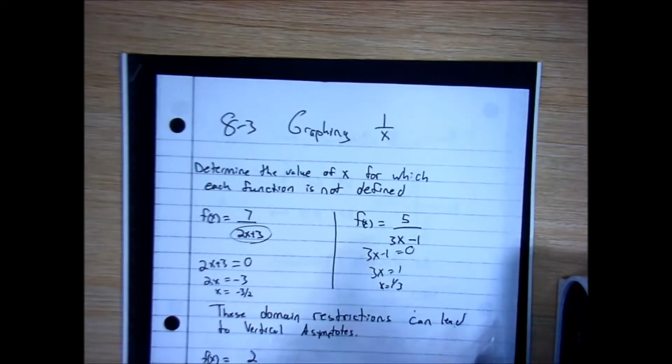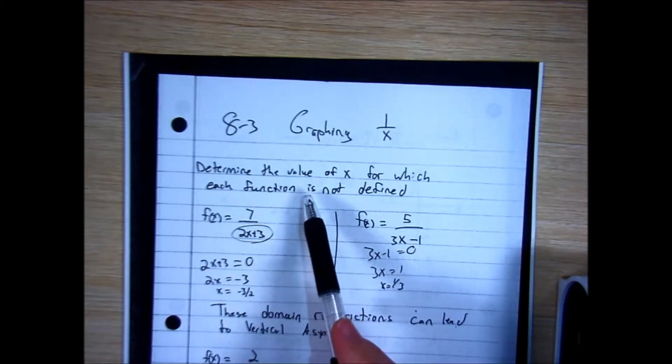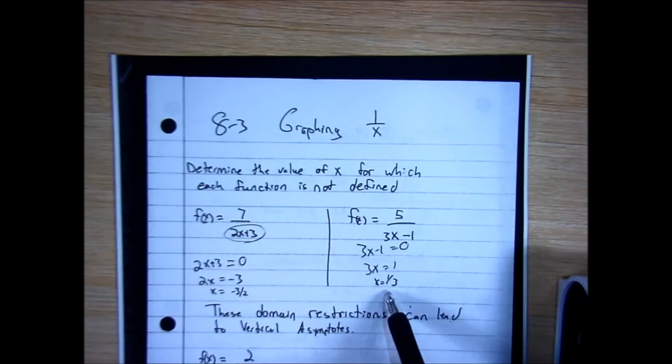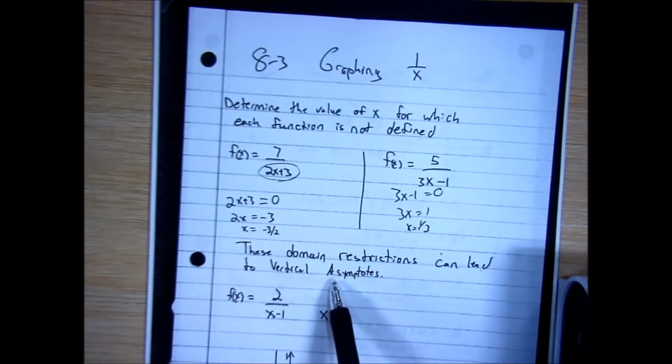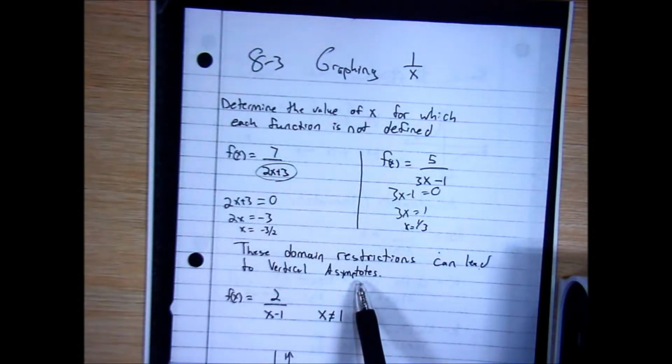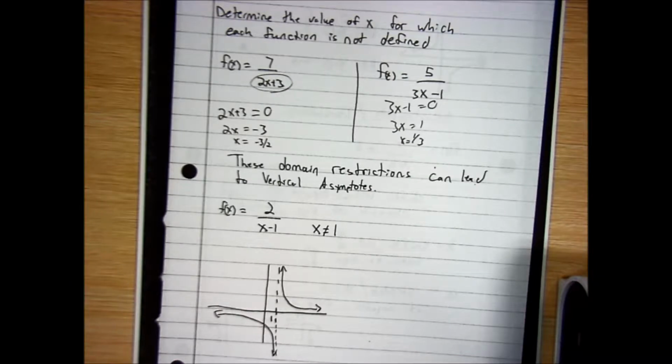Okay, so these things that make it equal 0 on the bottom, that cause the function to not be defined at those individual points, those domain restrictions will lead to vertical asymptotes. They're imaginary lines that our graph will get closer and closer to but never cross or touch.